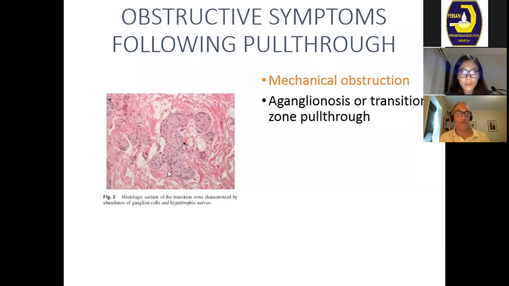And this is a picture that I got from Mark Levitt, where he's showing hypertrophic nerve fibers in a repeat rectal biopsy. So the way that you make the diagnosis of a transition zone pull-through is by repeating the rectal biopsy, biopsying the pull-through bowel again. And even if you see ganglion cells, if you see significant nerve hypertrophy, it suggests that you are still in the transition zone and the child might benefit from a redo pull-through.